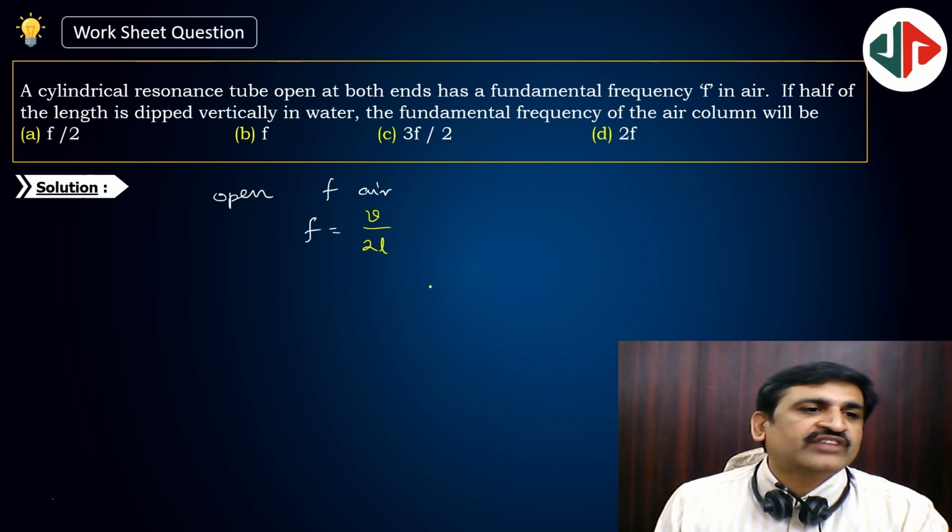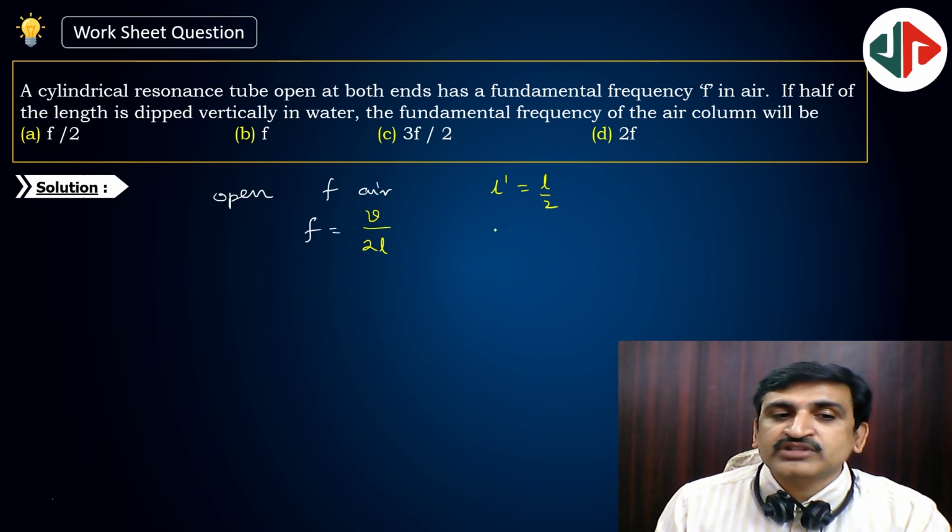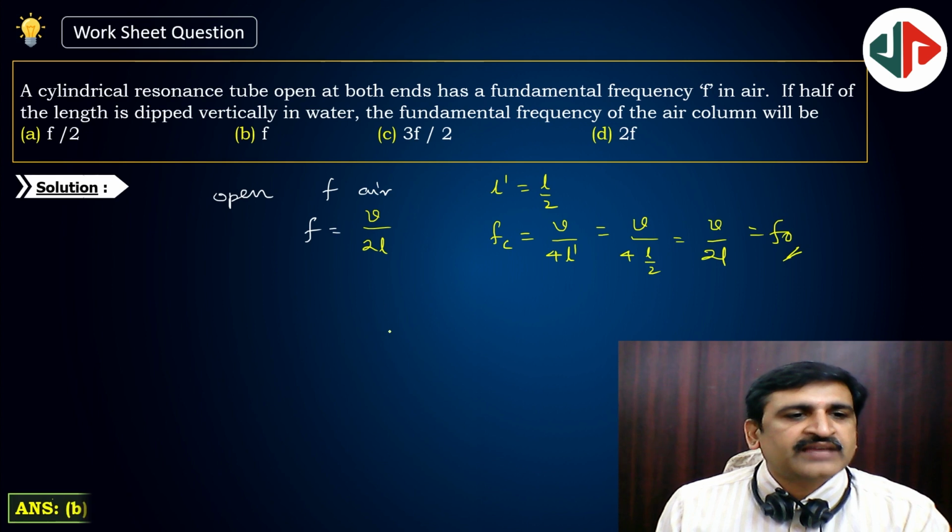If half of the length is dipped vertically in water, now the length L dash is equal to L by 2, and dipped in water it will become a closed pipe. So the fundamental frequency of the air column will be V by 4L dash. So I can write V by 4 times L by 2, that is equal to V by 2L only, both are equal only. So same, option B. Yeah, we will go to the next question.